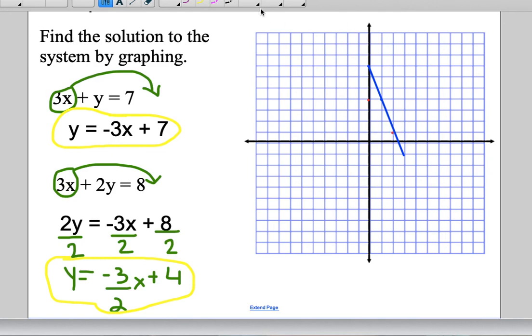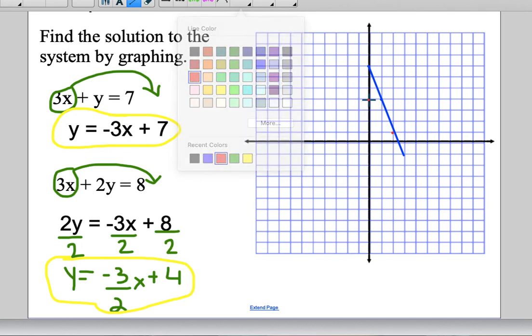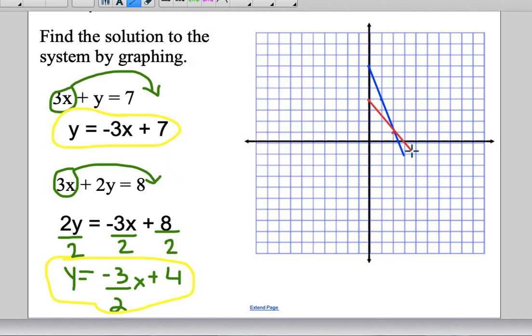Oh boy. Didn't that work out nicely? And then again, we'll draw our line right through here.